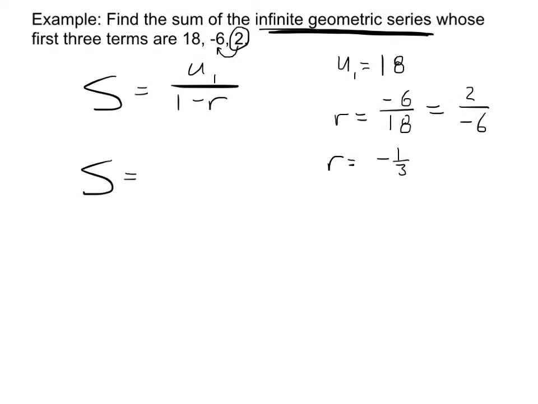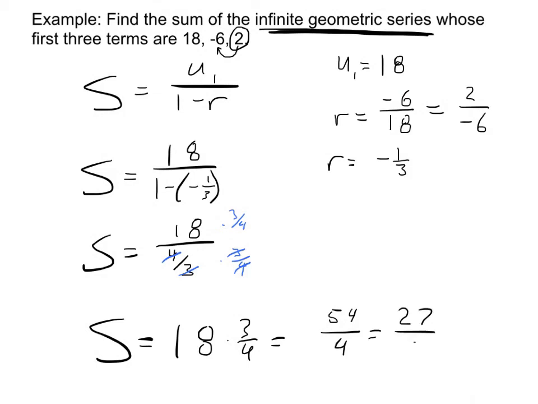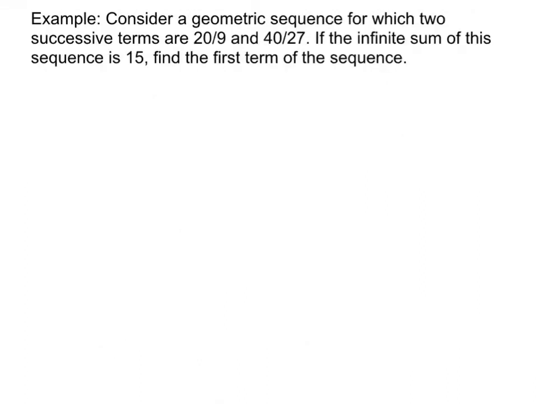So if I plug this stuff in, my first term is 18. I have 1 minus negative 1/3. In other words, I have 18 over 4/3. And just in case it's not clear to you guys, the way that you deal with this is multiply top and bottom by the reciprocal of the denominator. Doing that causes the denominator to be 1, which means you're going to end up with just 18 times 3/4, which is 54/4, which is 27/2. So there you go. That is the sum of this infinite geometric series. If you take this thing that starts 18, negative 6, 2, and add it up infinitely, it'll add up to 27 over 2.